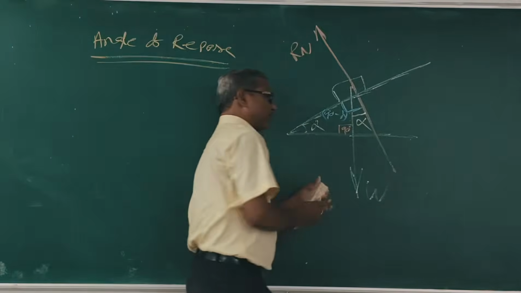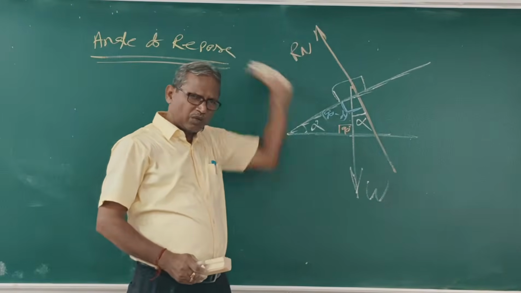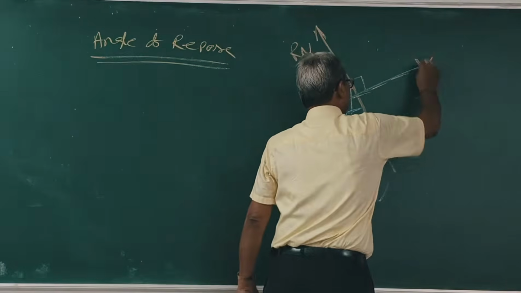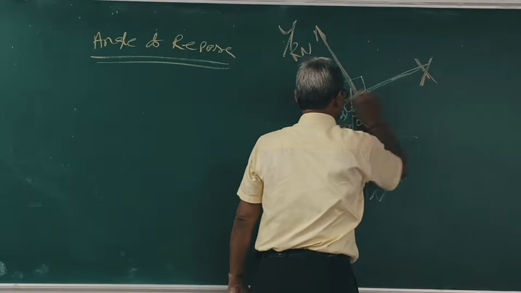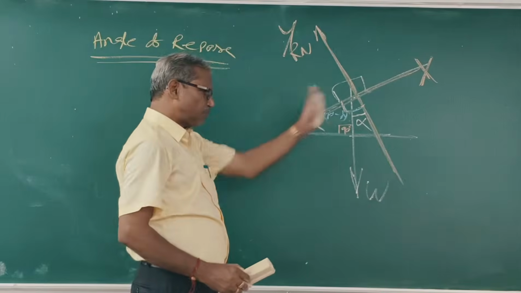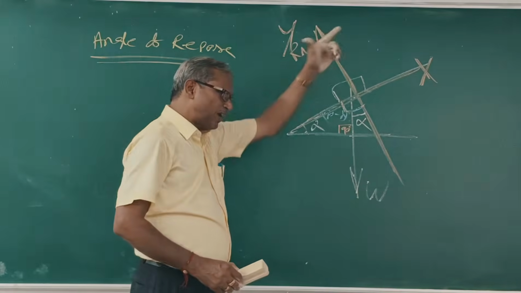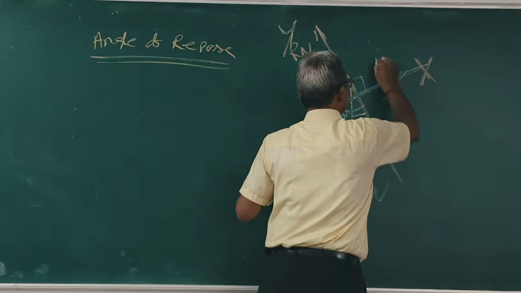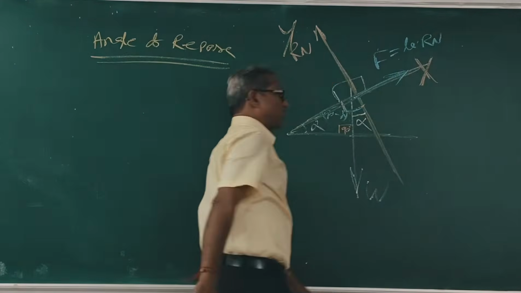Now, the body is resting on this plane. Always the plane is the x-axis, and the normal to the plane is the y-axis. That means this is the x-axis and this is the y-axis. This is the normal. This angle is 90 degree. Clear? Now the body tries to move downwards, so the friction will act upwards. This is F. What is F equal to? Mu Rn. Clear?